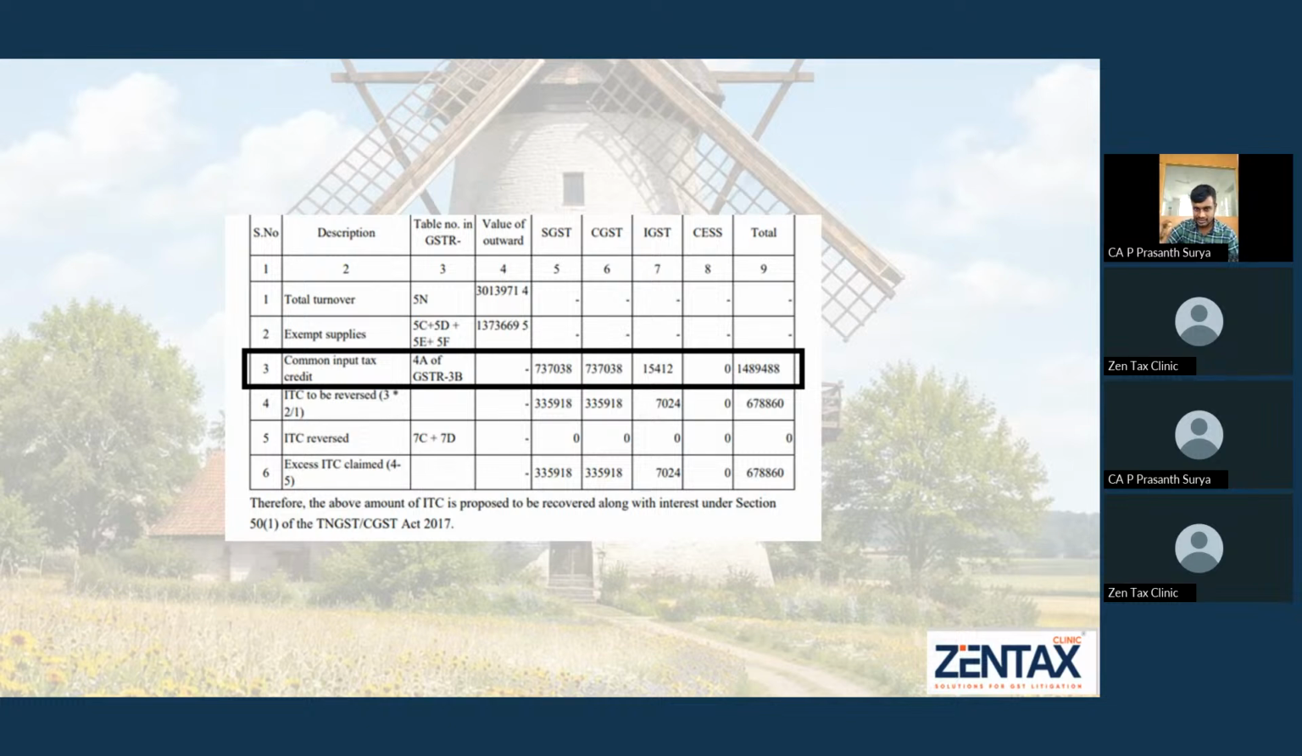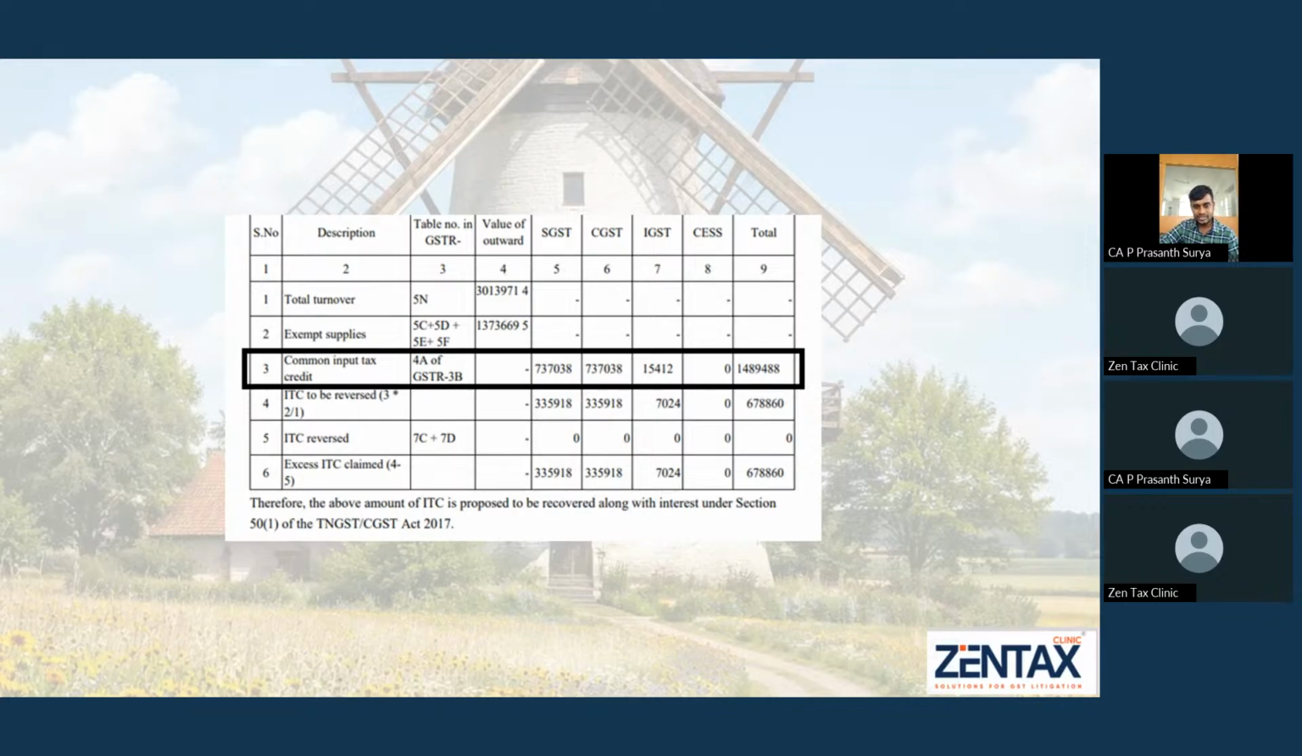Be very careful of the wording. The wording given there is only common credit reversal. See, you would have made a taxable supply in that particular period. You would have made an exempted supply in that particular period. You would have inverted taxable supply and sold a taxable outward supply. You would have inverted exempted supply and sold an exempted outward supply.